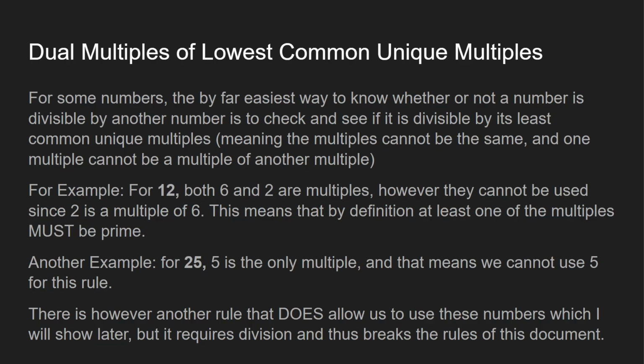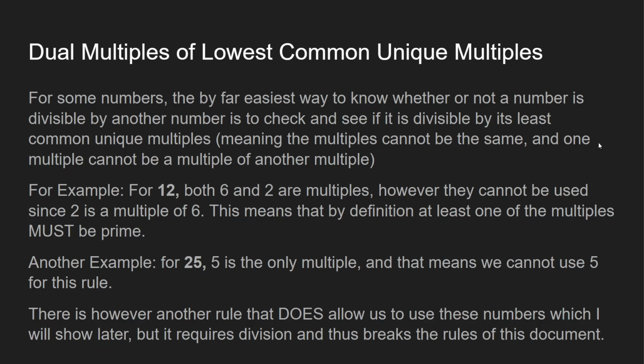However, now we're going to get into something very, very interesting, which again, most certainly was not talked about in the original video. We have the dual multiples of the least common unique multiples. This is going to be really interesting. So for some numbers, by far the easiest way to know whether or not a number is divisible by another number is to check and see if it is divisible by at least 2, is what I was trying to say.